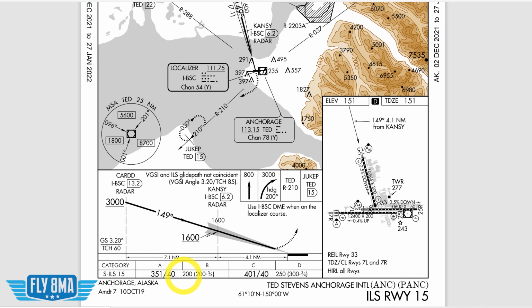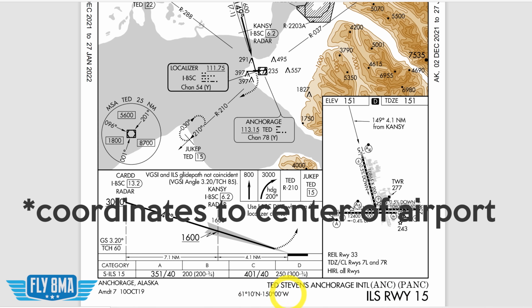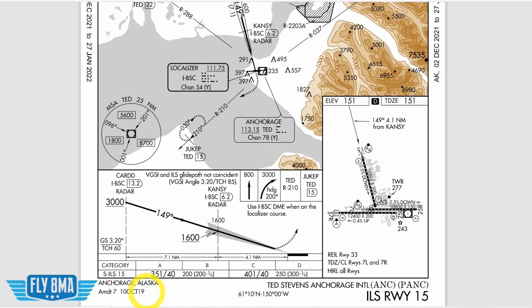Down here in our bottom margin, that's what they call the bottom part here, again, just telling us ILS Runway 15, not a localizer, giving us the coordinates for this, and then also telling us the amendment number, and it was last amended the 10th of October 2019.